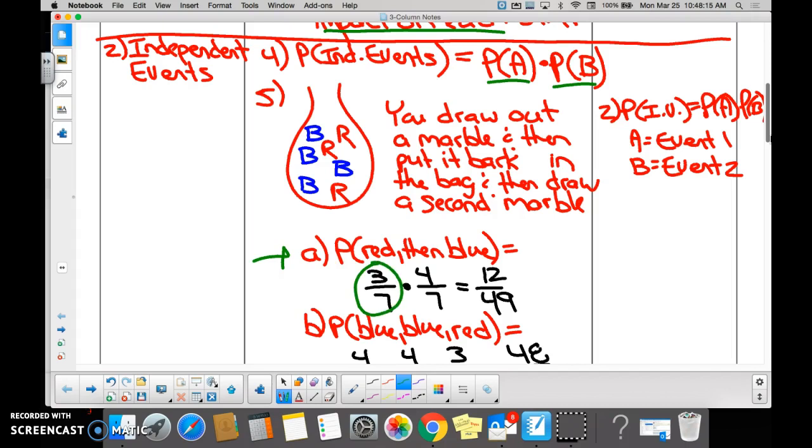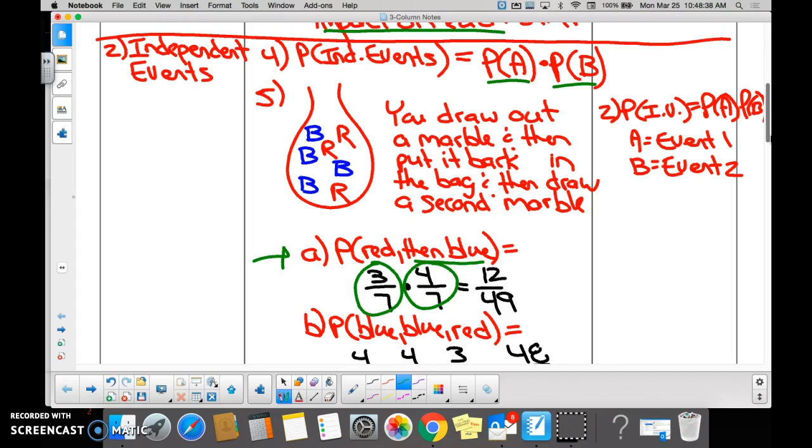So theoretically speaking, the first draw will be a red. If I put that marble back in the bag, would it have any impact on my second draw? No. Because I drew a red out and put it back in the bag, it does not impact the second draw, does it? So then what's the probability I'll draw a blue one in my second draw? 4 sevenths. And if I multiply those together, I get a total of 12 over 49.